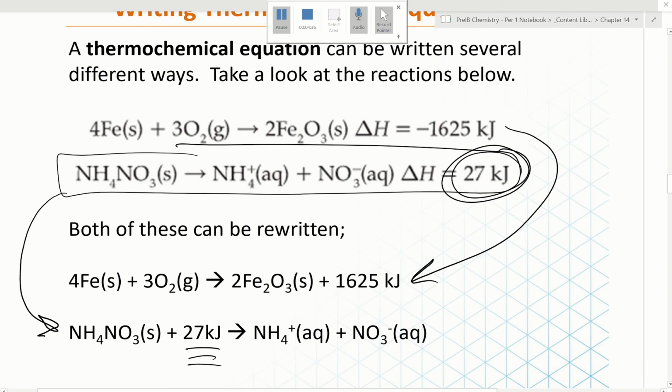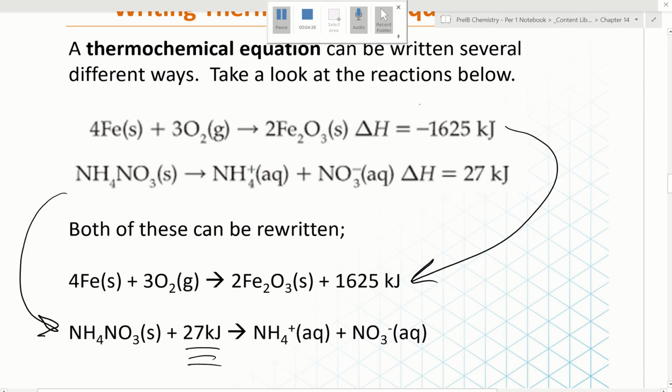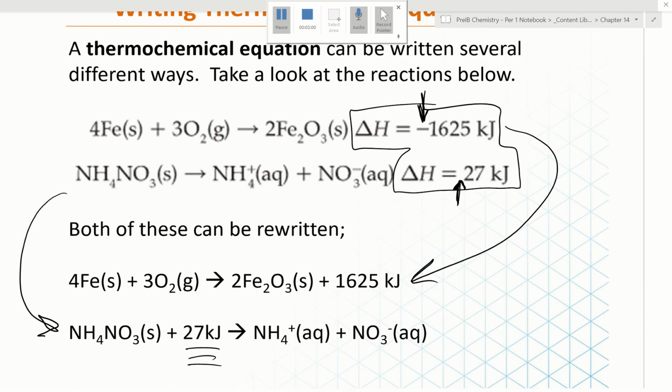So when we look at these delta H's here, you look at the sign, and if the sign is negative, then the energy is a product of the reaction. If the sign is positive, then the energy is a reactant, or is a requirement for the reaction. So it's going to show up on the reactant side.